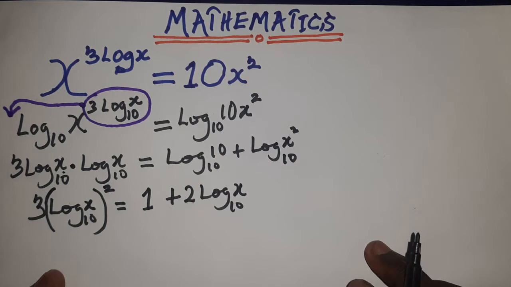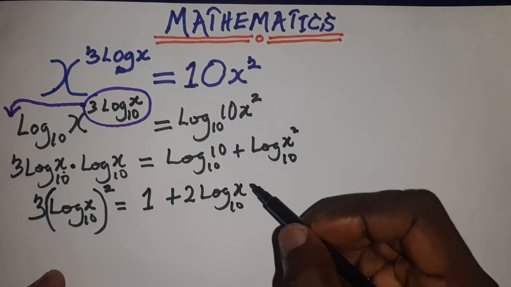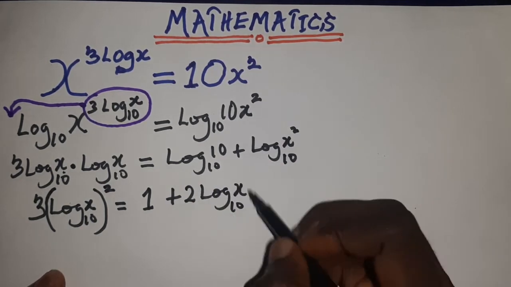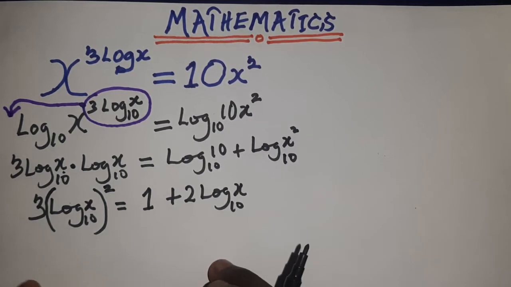And that's it. If you check, you will notice that I have log x base 10 common to both sides, and I can replace them with a letter to make my solving more convenient for me.